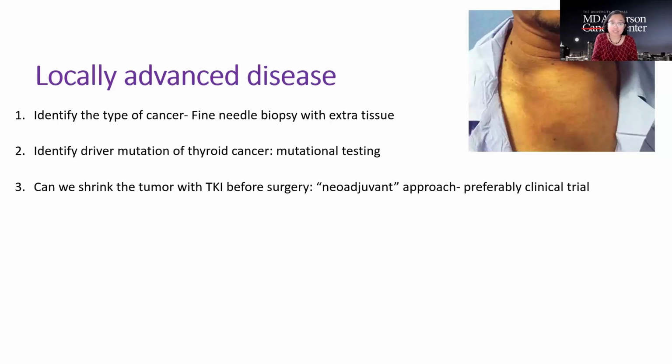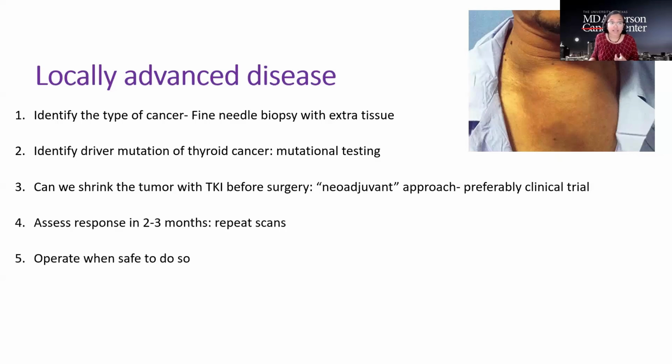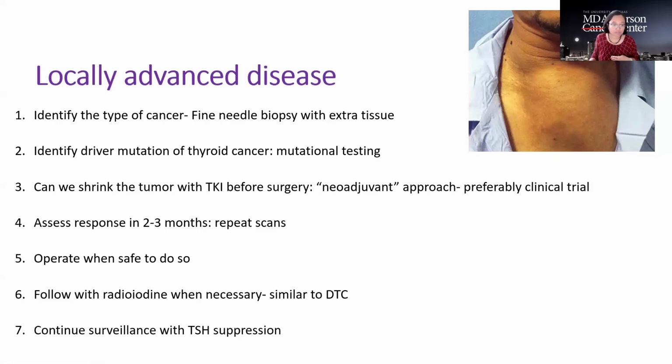So instead of doing an incomplete surgery, leaving cancer behind, we try to see, can we shrink the tumor before we take them out for surgery? Maybe if it's a smaller tumor, it will be easier to take it out. It will have fewer problems. So nowadays we use something called a neoadjuvant approach, preferably in a clinical trial. And then once we start the drug, we assess response in 2 to 3 months. That means your doctor will repeat your scan, whether it's a CT neck, CT chest, or ultrasound, and see has the tumor shrunk. And if it has, they will take you up for surgery when it is safe to do so. And then once they do the surgery, they may follow it up with radioiodine, similar to your general garden variety differentiated thyroid cancer. And then the surveillance continues with your ultrasound and TSH suppression.